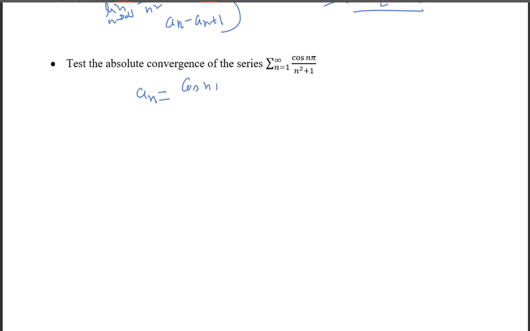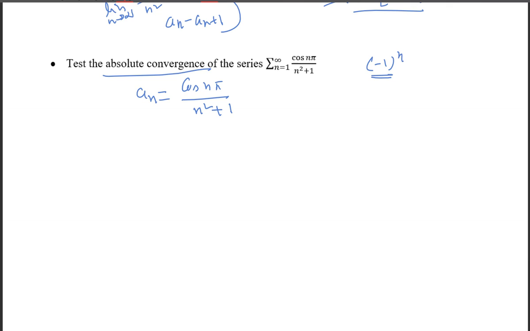an is equal to cos n pi by n square plus 1. Test the absolute convergency. So what will we do? First check whether this series is an alternating series or not. First tell me, cos n pi is equal to what? Minus 1 to the power n. So 1 or minus 1? Minus 1. So it is an alternating series.